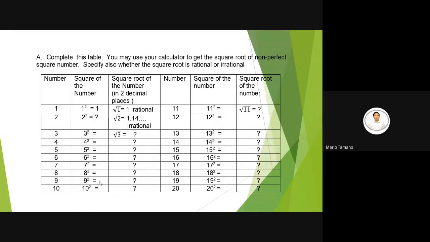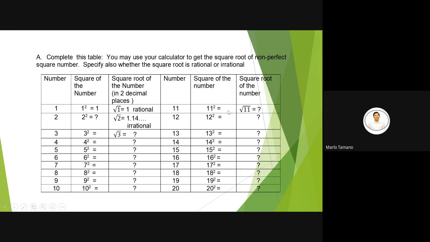Let us now proceed to column number 3 and column number 4. Okay, so 11, 12, 13 hanggang 20. Then column number 5, we have 11 squared. What is the product? 121. So 11 times 11 is 121.